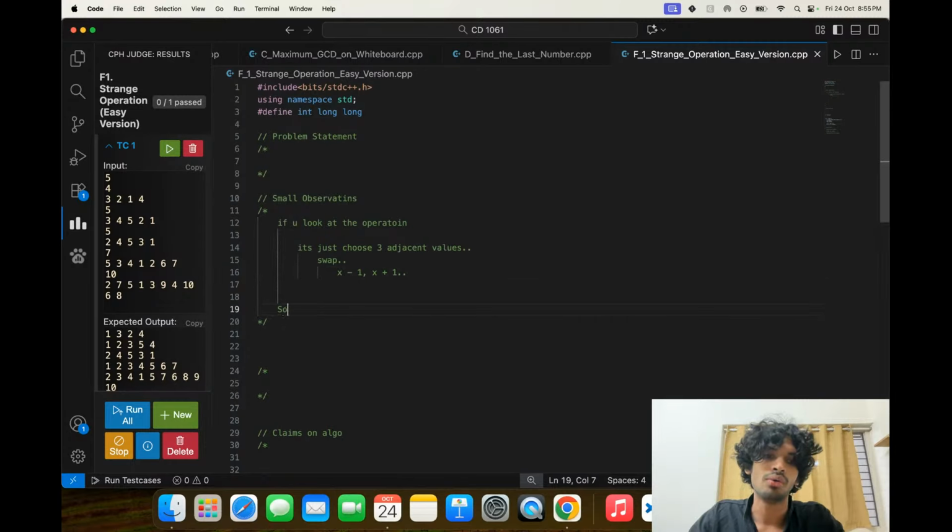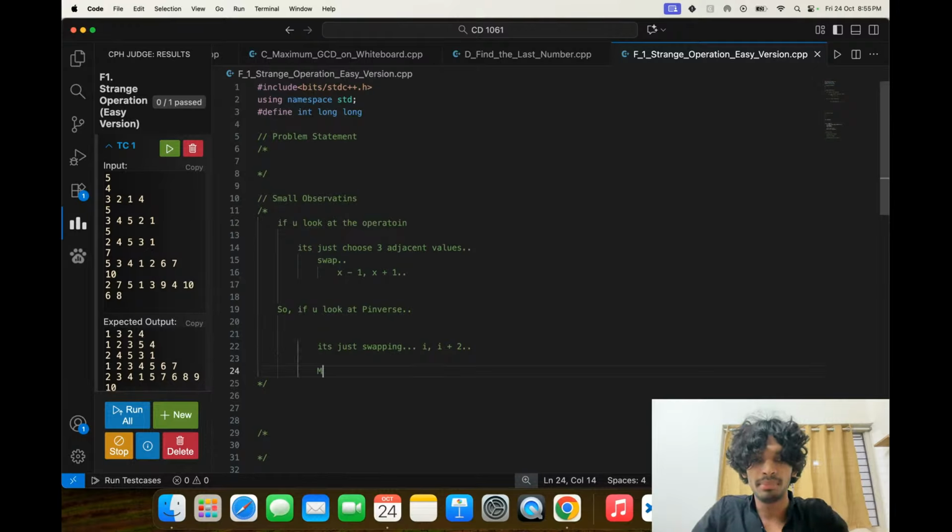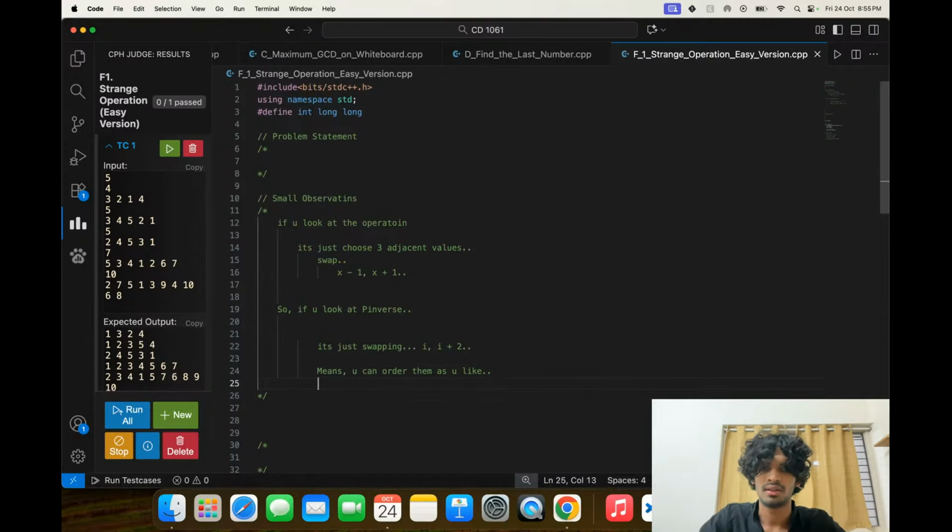Okay, so if you look at P inverse, what does it say? If you look at P inverse, it's just swapping I, I plus 2. Okay, you can just swap these two things. That's what it is. Means you can order them as you like. Wait, why is it this easy? So now you want lexicographically minimum.